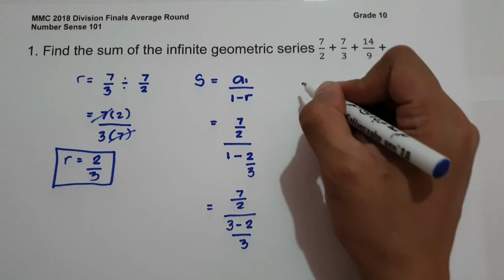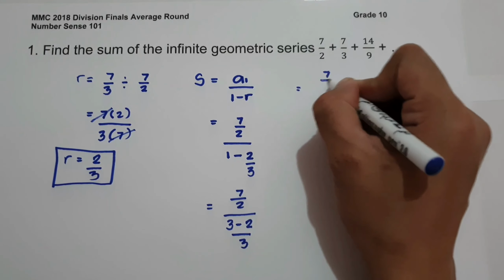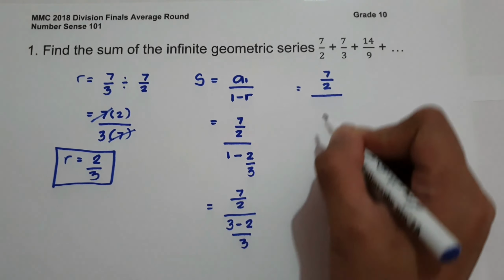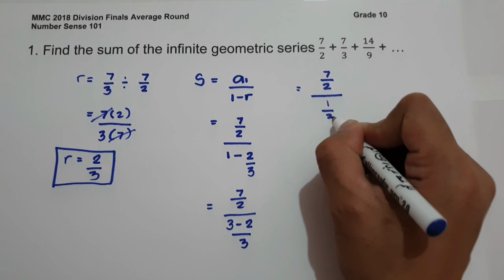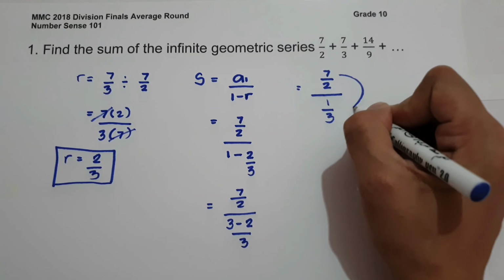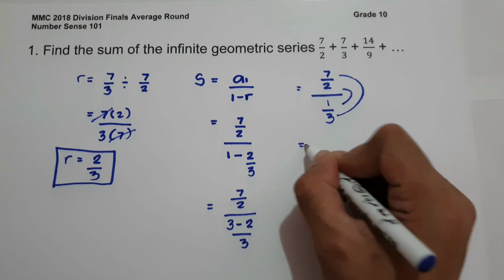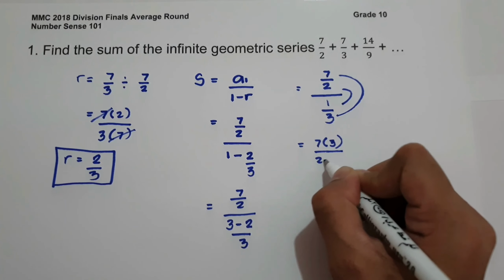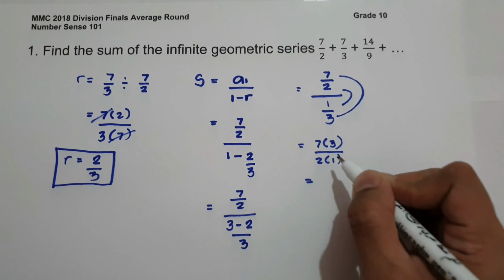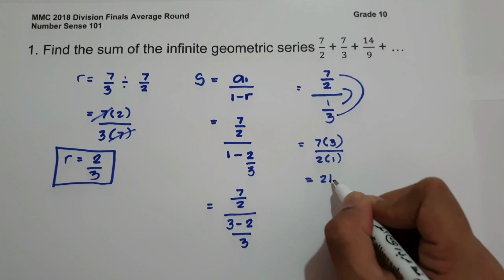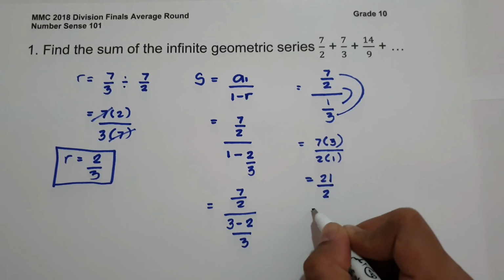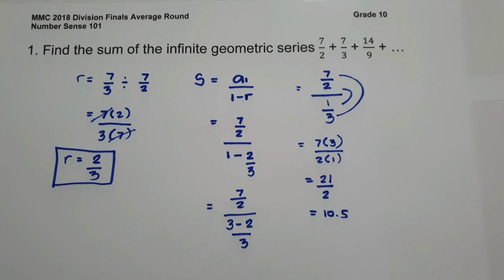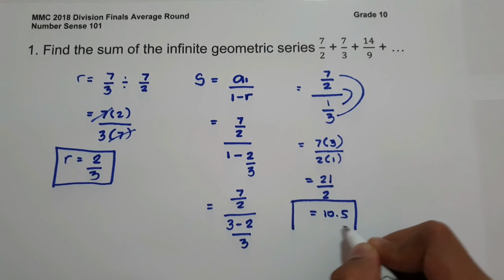Let us simplify. We have 7 over 2, divided by 3 minus 2, that is 1, over 3. And then let us multiply this one. We have 7 times 3, divided by 2 times 1. 7 times 3 is 21, and 2 times 1 is 2. So 21 divided by 2 is 10.5. And this will be our answer.